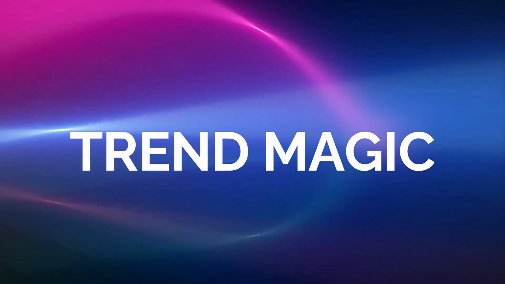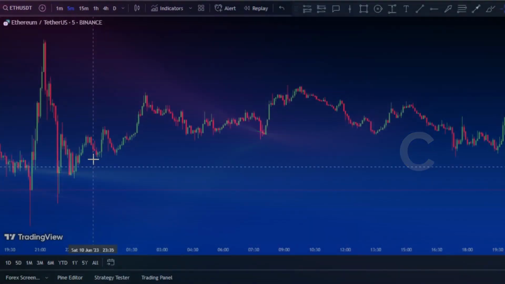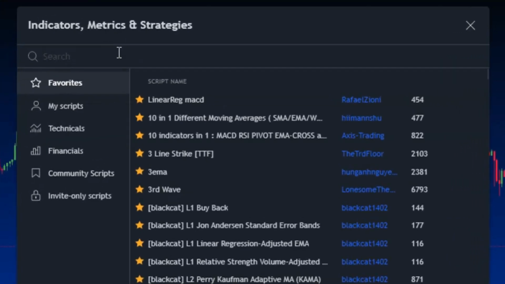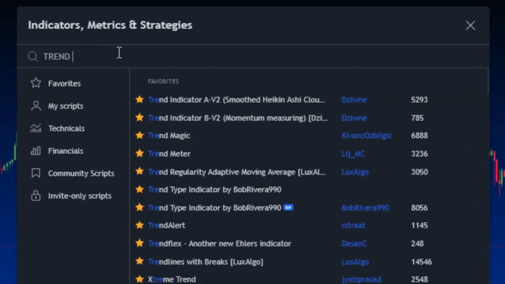The first indicator we want to use is Trend Magic. You can add it to your chart from the indicators section of the trading website. Trend Magic will be like the main indicator for this strategy. We'll also use two other free indicators to confirm the signal.